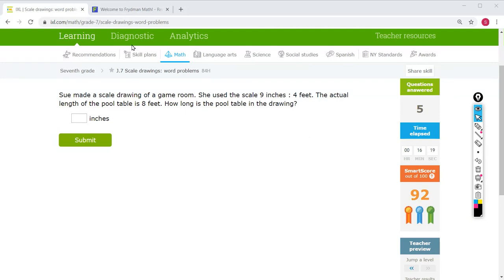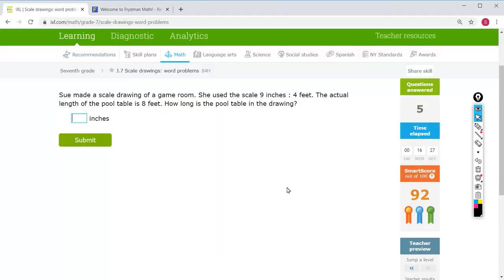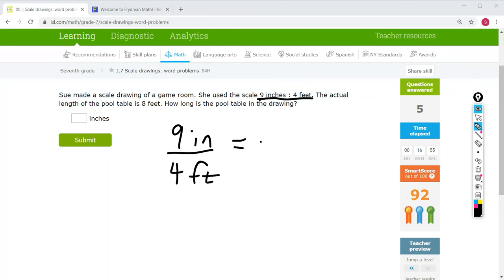Okay, so we have another problem, and this would be a converting units problem. I think all the problems that it's going to give me after this will be similar to the ones we've already done. What the hey, I'll do it anyway. So we have here 9 inches over 4 feet. Let's just do it quickly to get to the next problem.